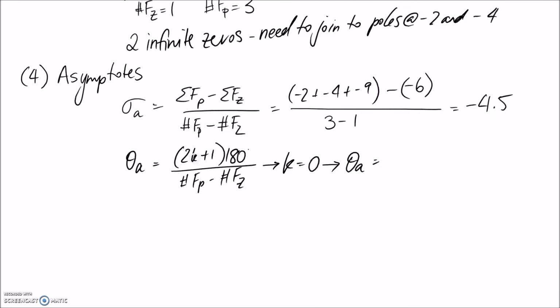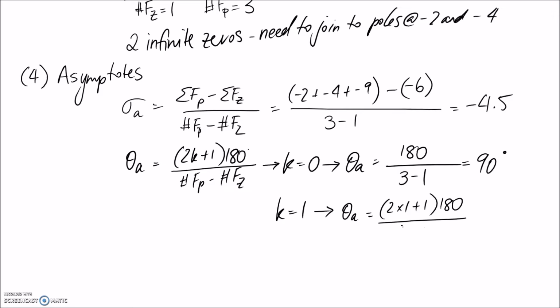So if I substitute in k is 0, that goes away, and it's just going to be 1 times 180. So that's 180 on the top line. And the difference between the number of finite poles and zeros is the same as before. We're going to get 3 minus 1. So this ends up working out to 90 degrees. So let's increase k by 1, and we get k equals 1. Again, if we sub that into this equation, this time we're going to get 2 times 1 plus 1, and 3 take 1 on the bottom line, and this works out to 270 degrees.